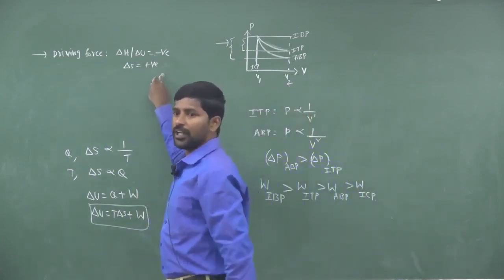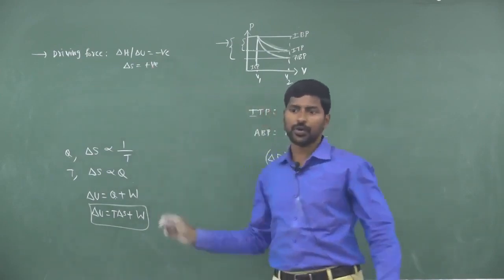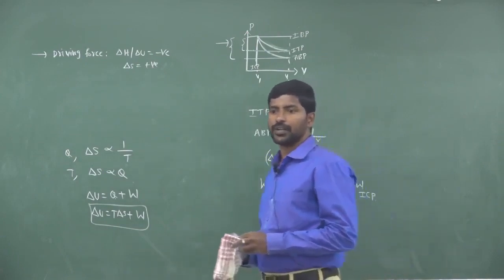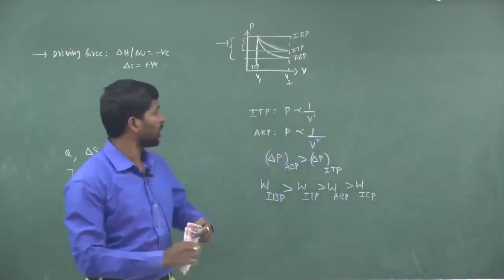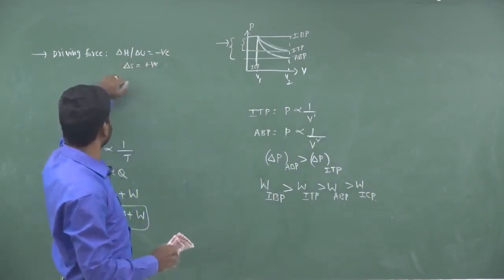If you take, at room temperature, the conversion of ice to water, is delta H positive or negative? Delta H is positive. Even though delta H is positive, it takes place spontaneously. So we have some limitations to this criterion.